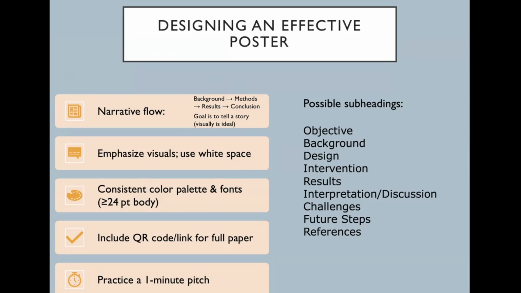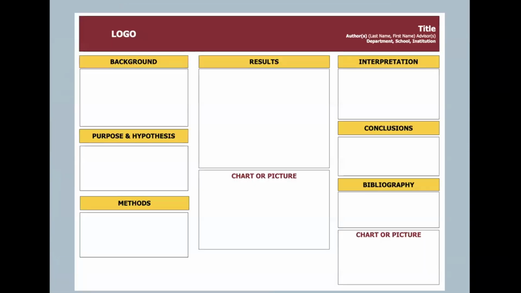These are some subheadings that you can use in a poster presentation, and we'll look at some examples of that. This is one example of a template. A poster presentation can start with a background, describe the purpose, the methods, the results, and the interpretation, as well as pictures, figures, and tables that would be useful to show to different audiences while you're presenting this.